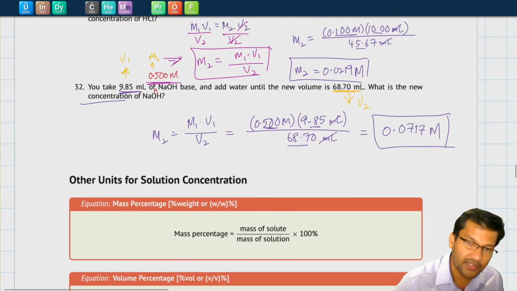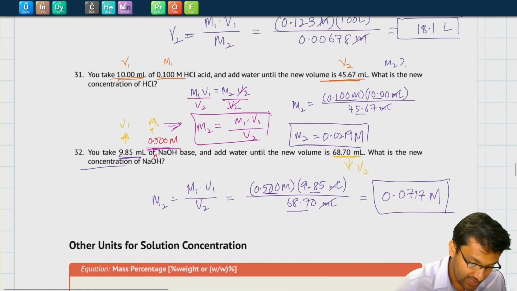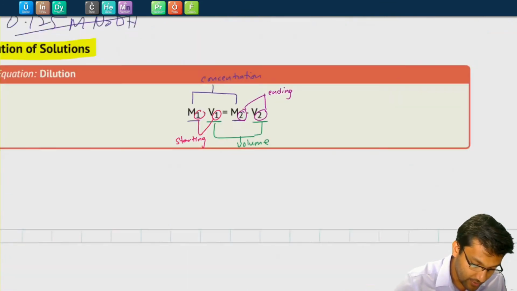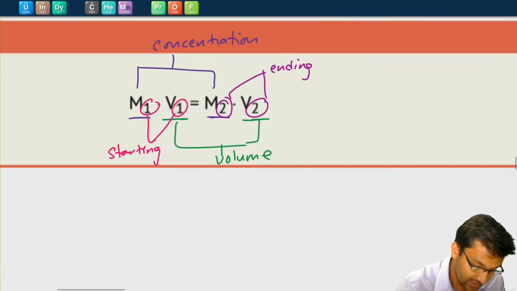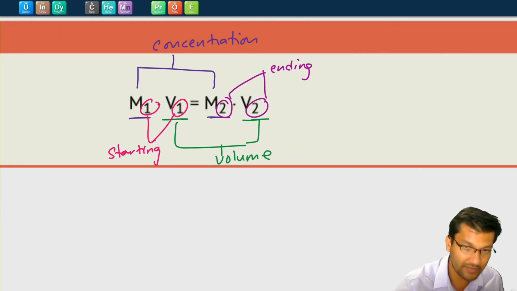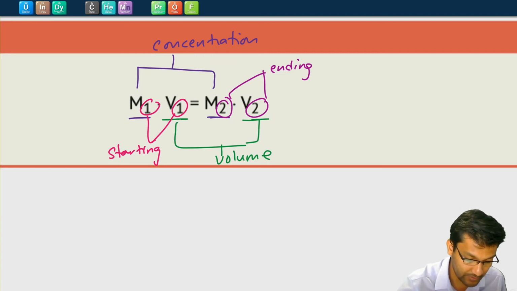All right, so this brings us then to the end of our dilution calculations. Remember, the equation is M1 V1 is equal to M2 V2. And as long as we know any 3 of these, we can find the 4th one. We just need to manipulate the equation using some simple algebra.